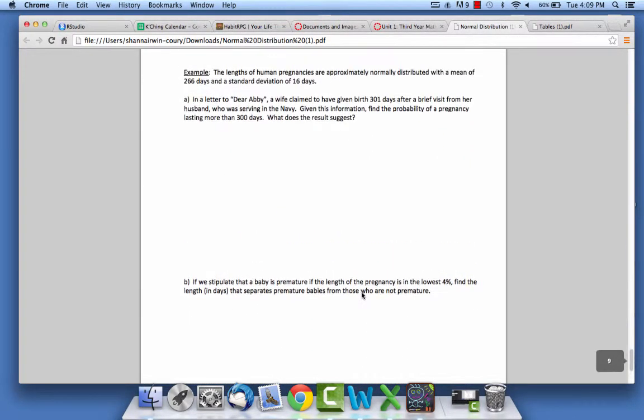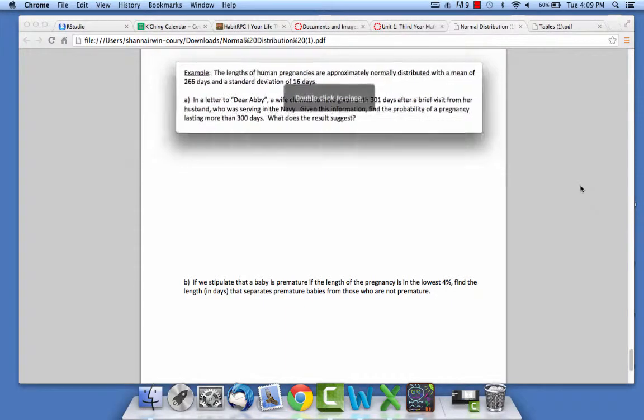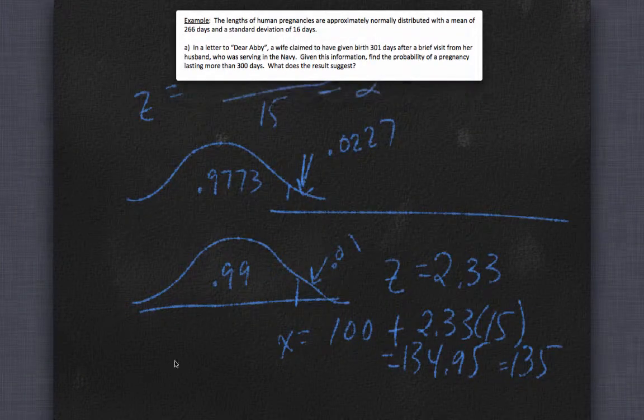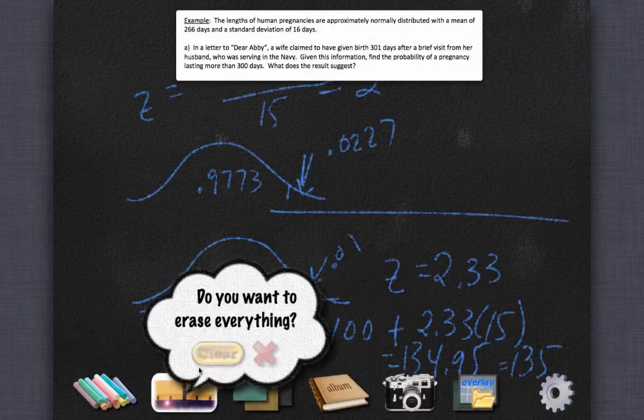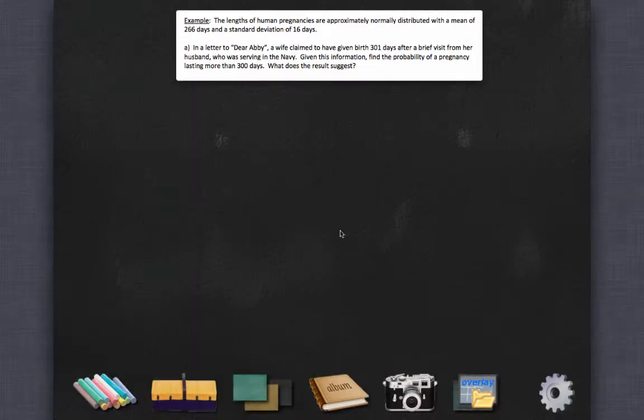Okay, this is the last page. So the lengths of human pregnancies are approximately normally distributed with a mean of 266 days and a standard deviation of 16. In a letter to Dear Abby, a wife claimed to have given birth 301 days after her husband visited from his stint in the Navy. So given this, find the probability of a pregnancy lasting more than 300 days, which 301 is more than.